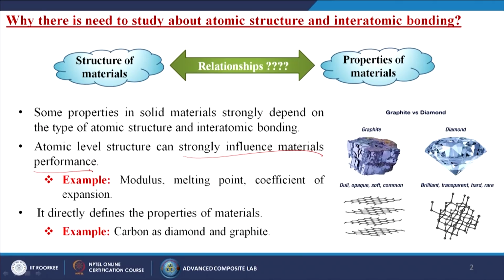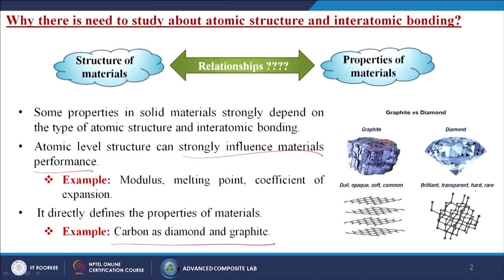What is the material performance? Generally we can talk about the modulus, the melting point, and the coefficient of expansion. It directly defines the properties of materials. From that point of view we can get information about materials like carbon as diamond and graphite. On the right hand side you can see graphite and diamond given as the example. Graphite looks dull, opaque, and soft, and is a common, easily available material.